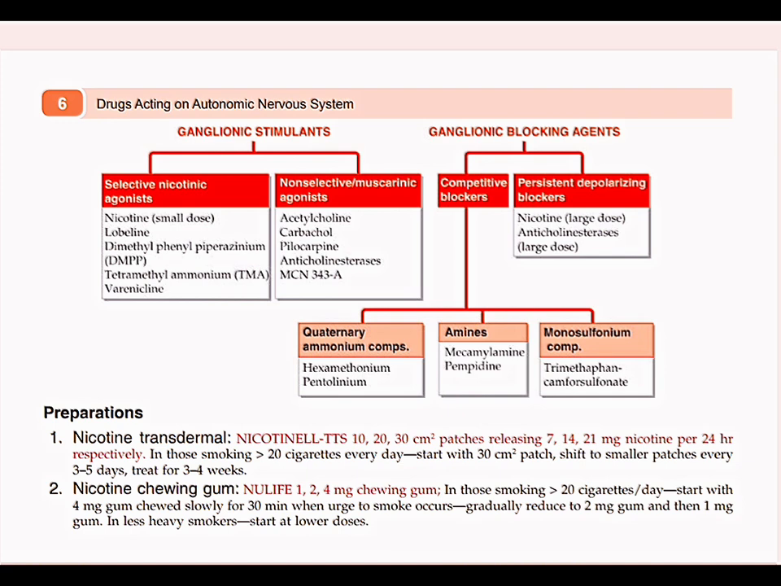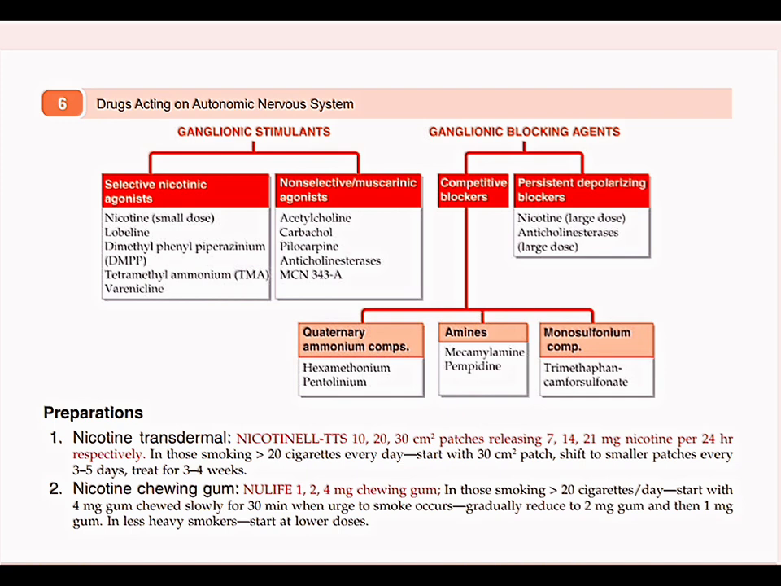Our next portion is the ganglionic blocking agents. Ganglionic blocking agents are divided into two parts, that is competitive blockers and persistent depolarizing blockers. Persistent depolarizing blockers are nicotine and anticholinesterase when used in large doses. If nicotine is used in small dose, it acts as a ganglionic stimulant. In large dose, it acts as a ganglionic blocking agent.